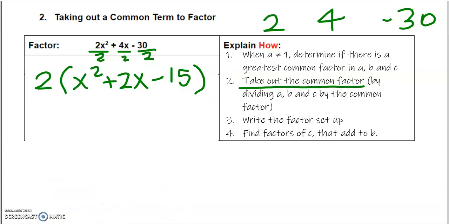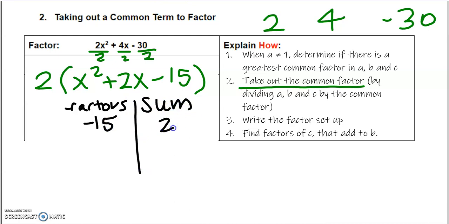If you want to check to make sure you took out that common term correctly, you just distribute it back, right? Multiply that 2 back in, and you're going to get our original, okay? So I need to factor what's left in the parentheses. I make that chart. I need factors of negative 15 that add to 2. Factors of my C value that add to my B value.